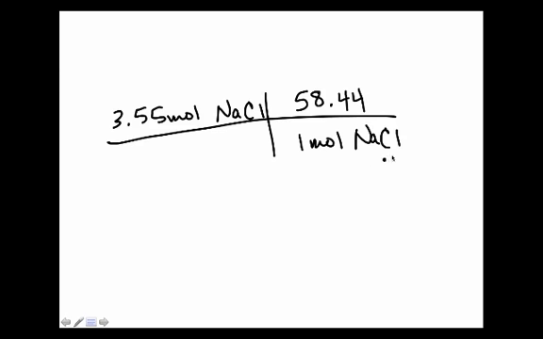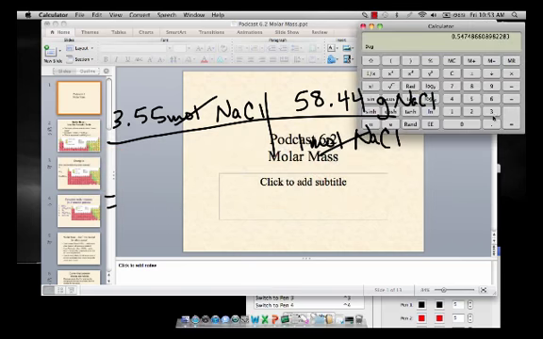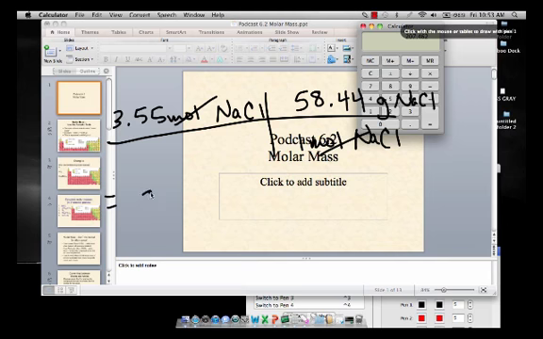grams of sodium chloride. And so I put moles on the bottom because if I start with moles on top, that's the only way to get it to cancel. Crisscross, right? And so now we're going to multiply these together. 3.55 times 58.44. I get 207.462 grams of sodium chloride, and I get to keep only 3 sig figs.